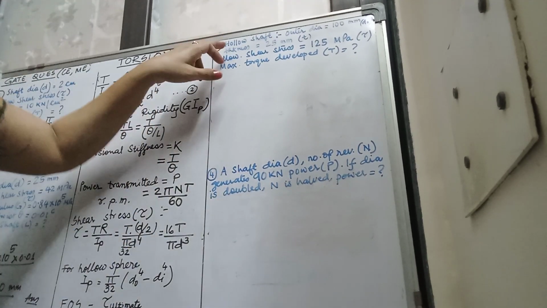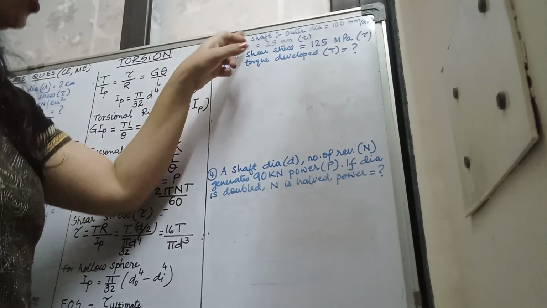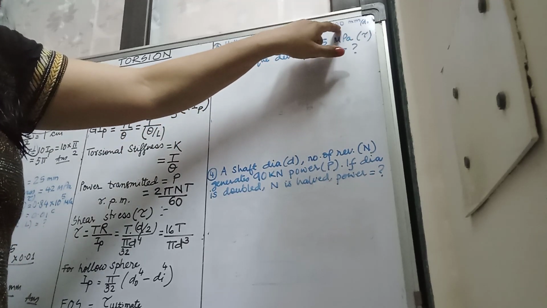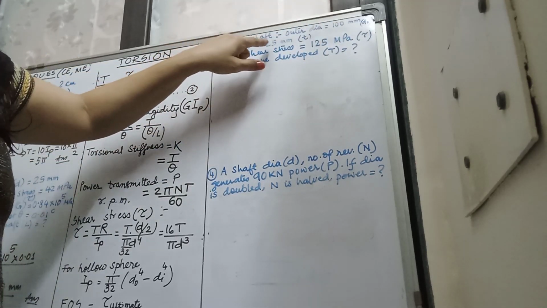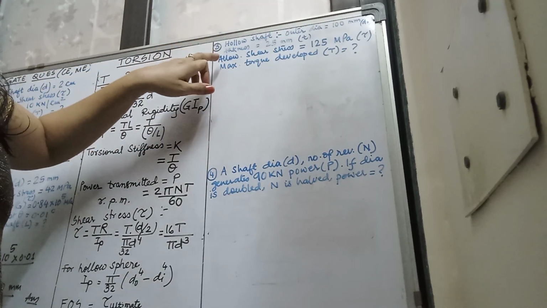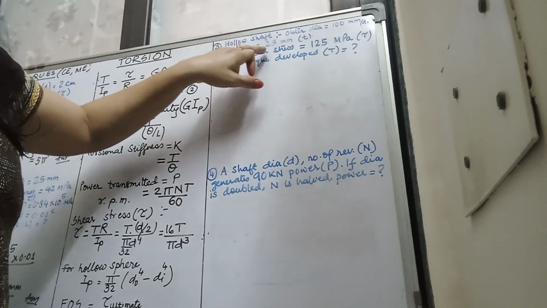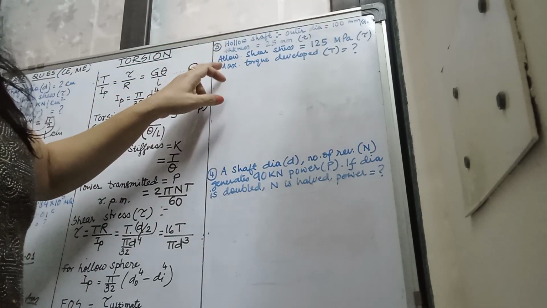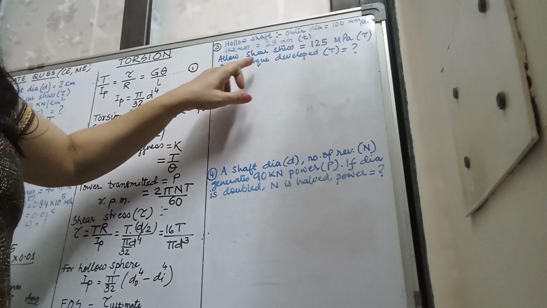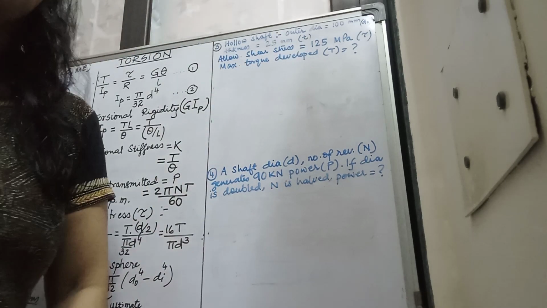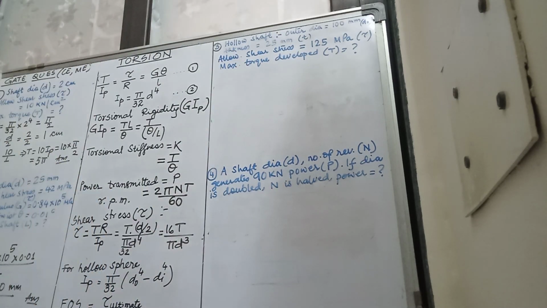Yeah. A hollow shaft problem. A hollow shaft of outer diameter 100 millimeter, thickness 25 millimeter, is having allowable shear stress 125 MPa. We have to find the maximum torque developed.